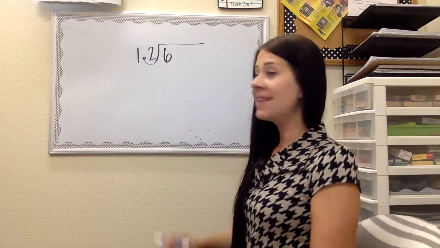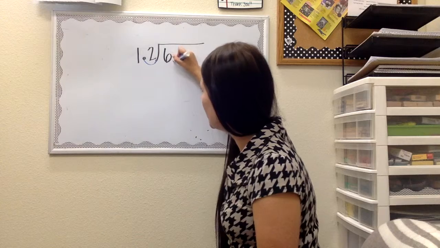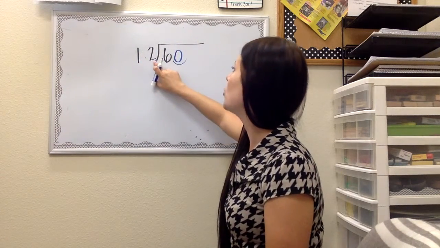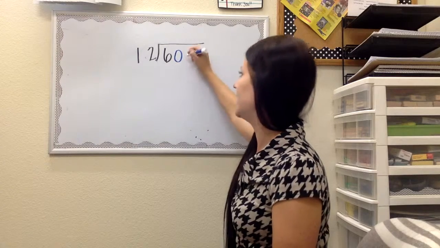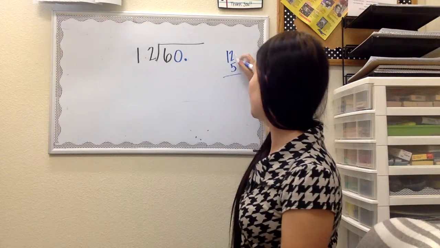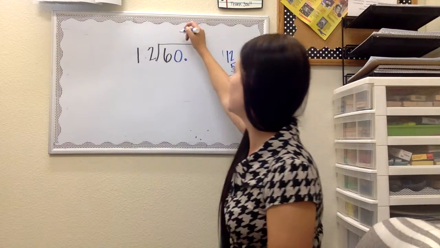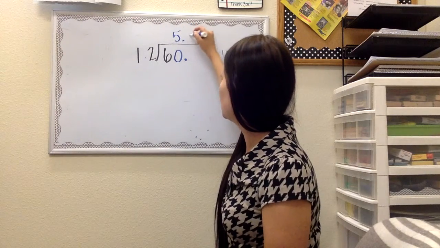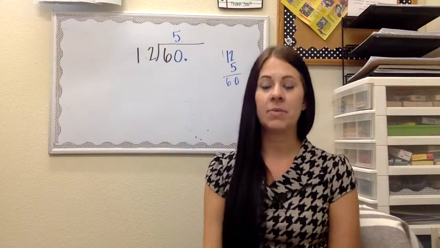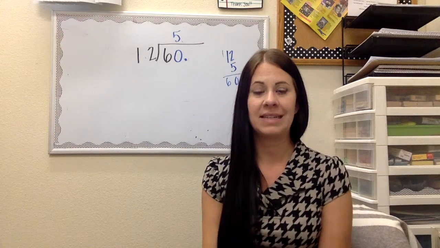So if we move that decimal, we give ourselves a decimal here and we move it also. So we're really putting 12 into 60. Okay? And we know that 12 times 5 is 60. This ended up being easier than I thought. But the point of the problem is I really want to remind you to move that decimal.